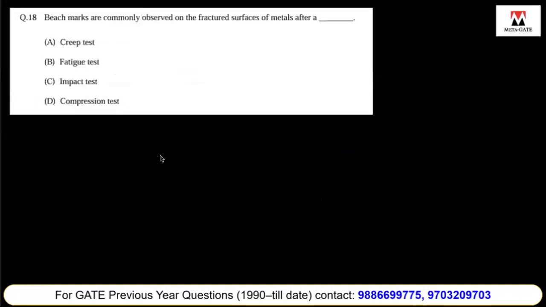Beach marks are commonly observed on the fracture surface after fatigue. Generally, if you see the samples of fatigue, you will observe these kinds of striations or beach marks. This is observed mostly in fatigue tests on the fracture surfaces.